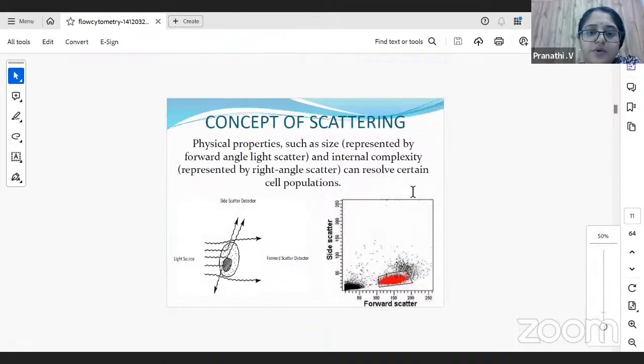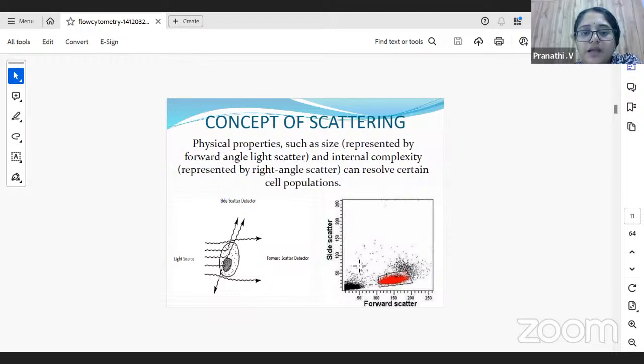Now what is going to happen over here? Physically, size: you're going to have a scatter of the light because of the size of the particle. So you're going to have the side scatter and the forward scatter. According to the light source that is present and the angle, you have a side scatter detector over here and the forward scatter detector over here.